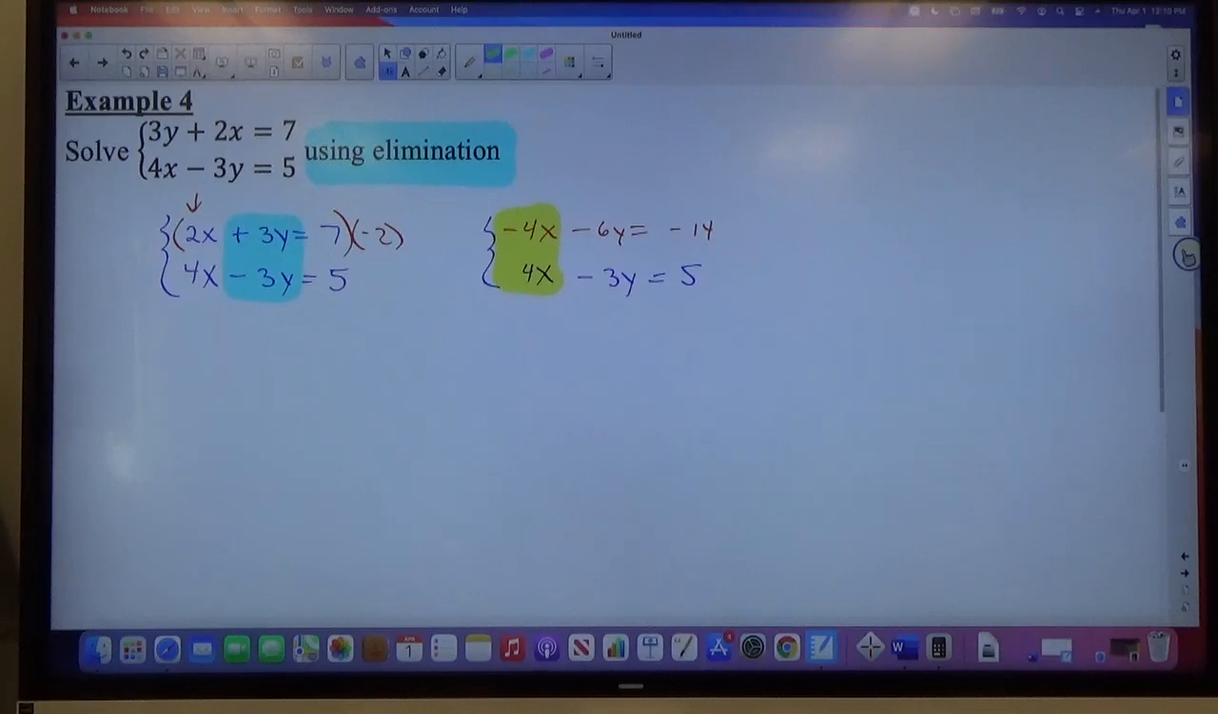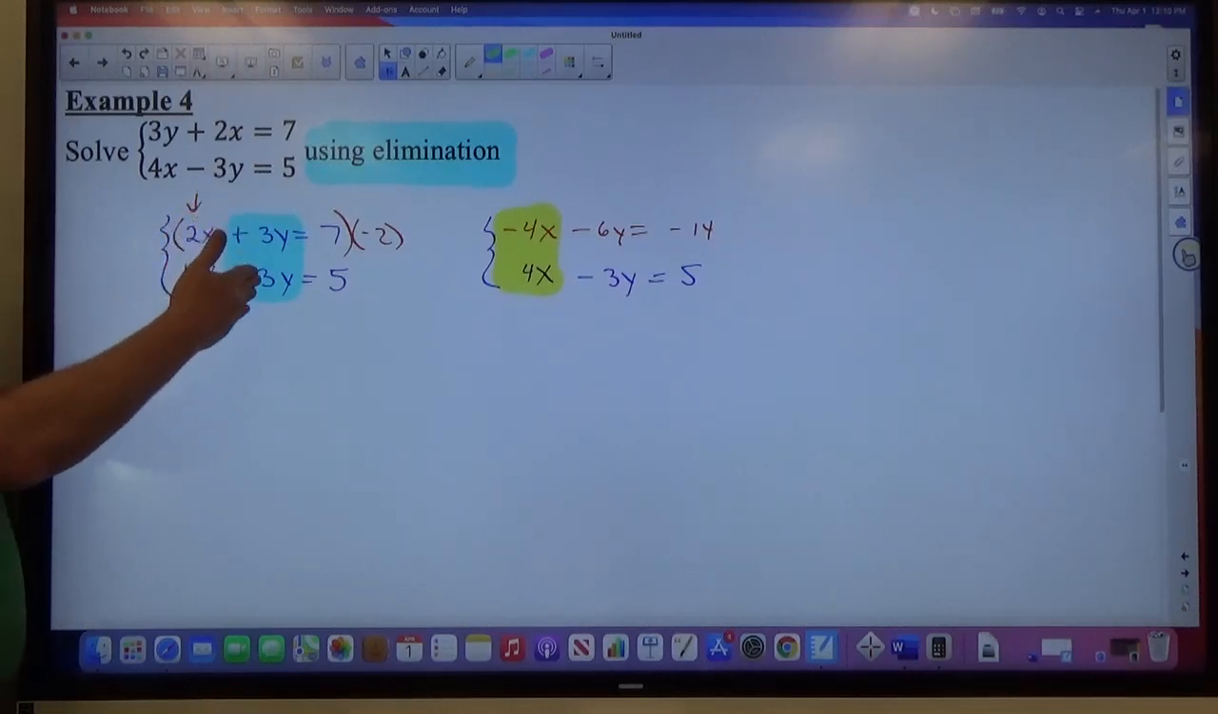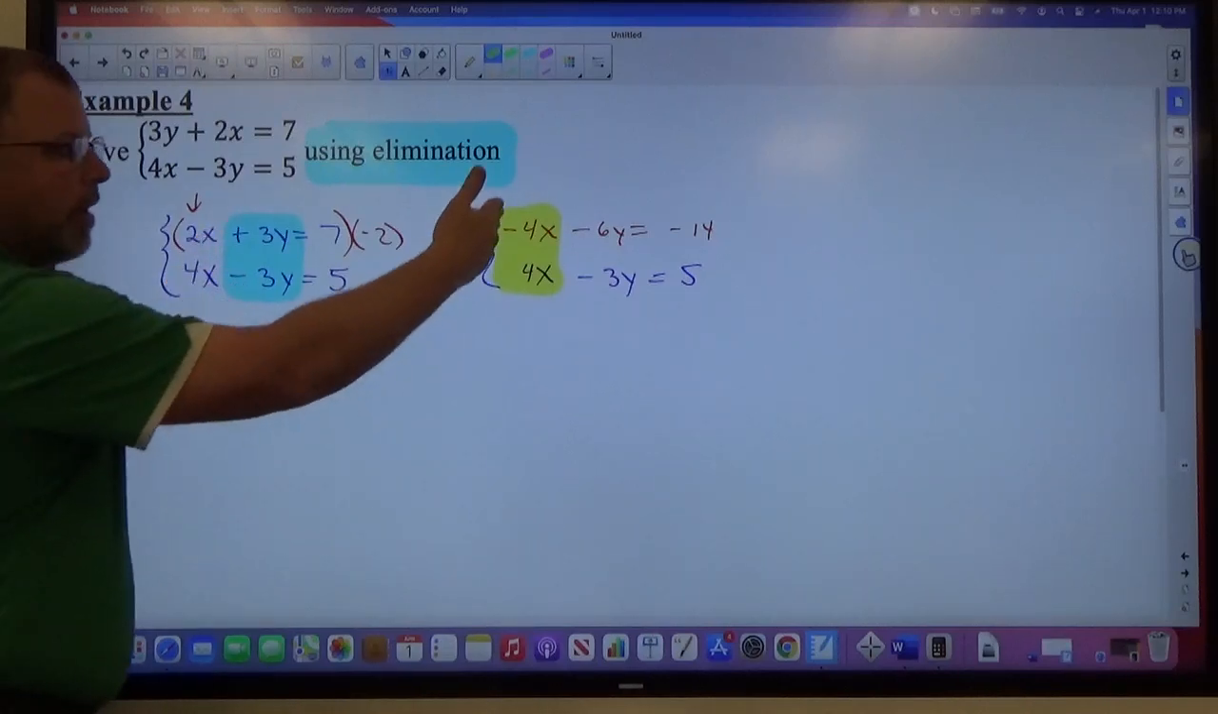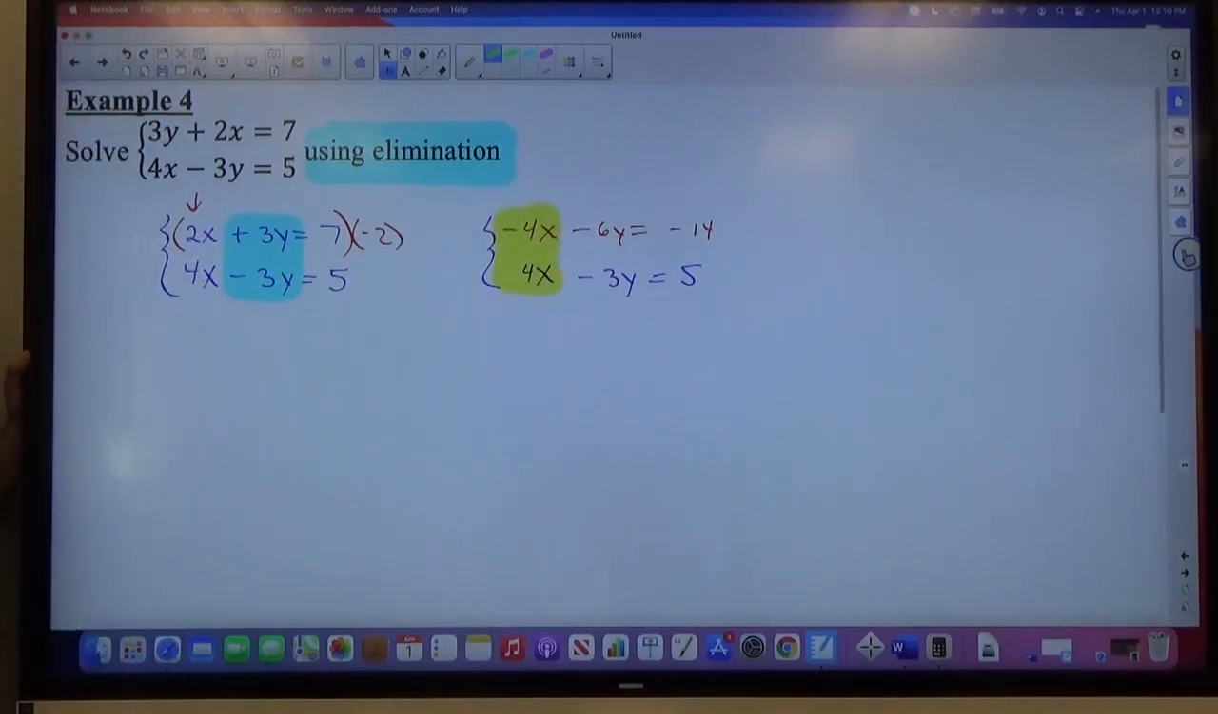Okay? And this is actually a technique if you want to find both x and y by elimination. If I eliminate y, I'll find x. If I eliminate x, I'll find y. My task is to find both x and y. So I could do this in this particular problem as well.